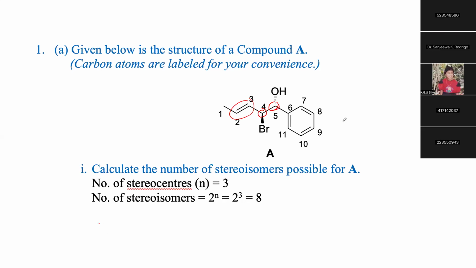Right. The number of stereo centers or stereogenic centers is 3. Then we know that to calculate the number of stereoisomers, you take 2 to the power n, where n is the number of stereo centers. So then it'll be 8. That's the answer. It's very easy, straightforward. You just count the number of stereo centers. Yes, Hansi, do you have a question? No, sorry, sir. Okay.